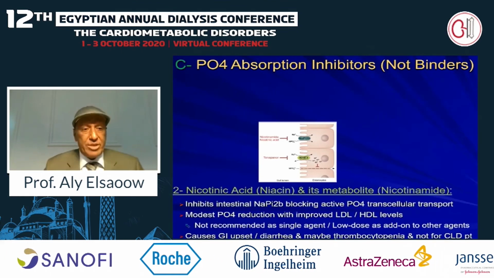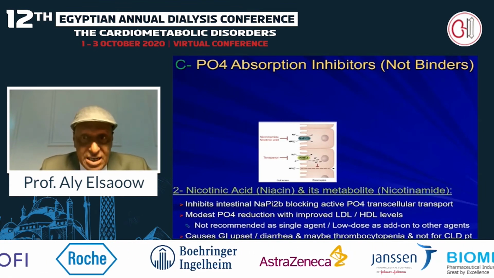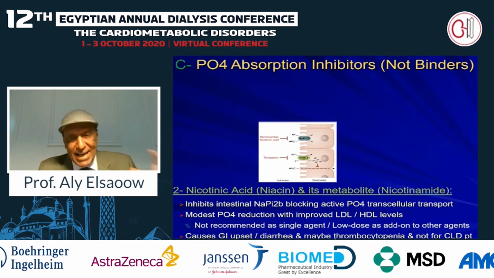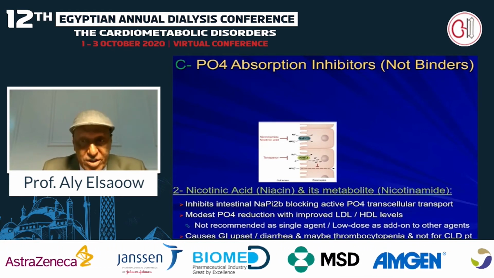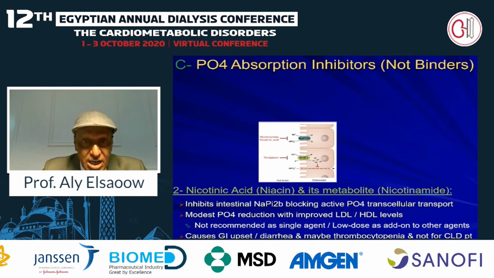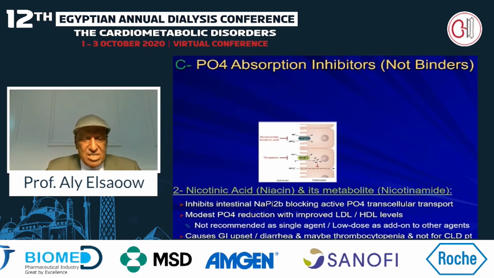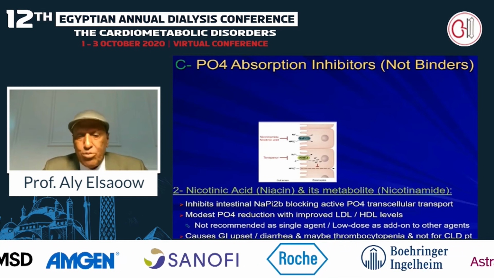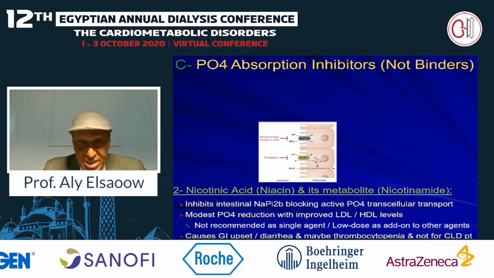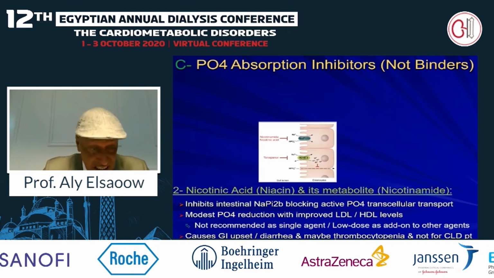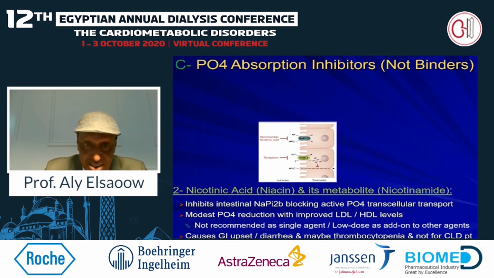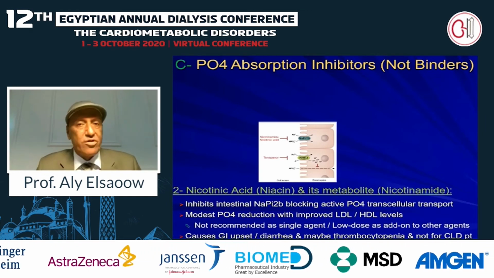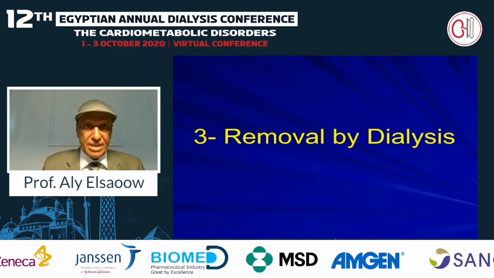The other inhibitor is nicotinic acid, or its metabolite nicotinamide. It inhibits the active phosphorus transport. Its effect is modest on phosphorus level, but can improve lipid profile. It's not recommended as a single agent, used as combination. Can cause GI upset, and it can cause thrombocytopenia, so it's not recommended for patients with chronic liver disease.